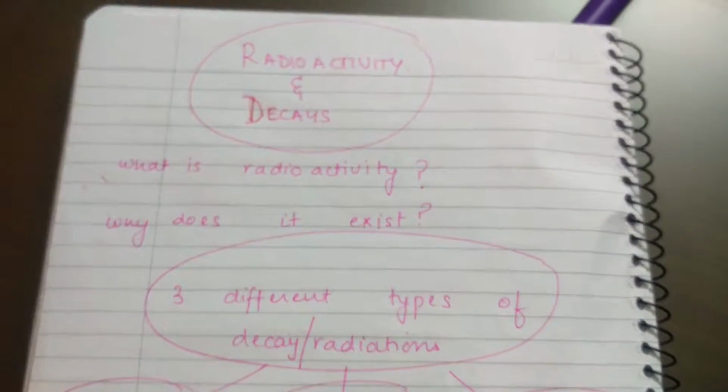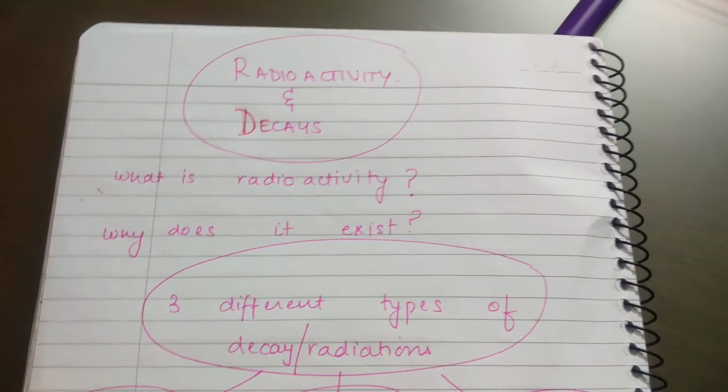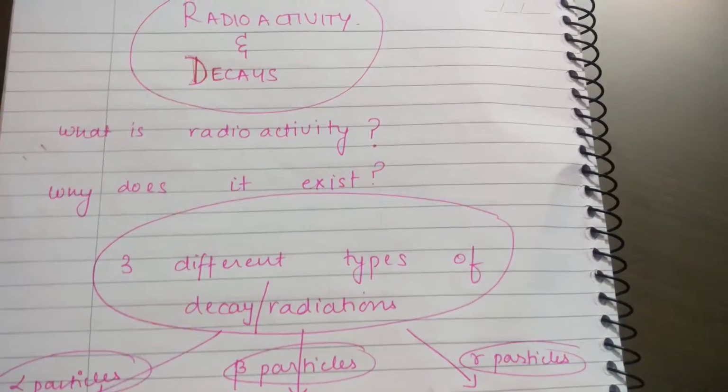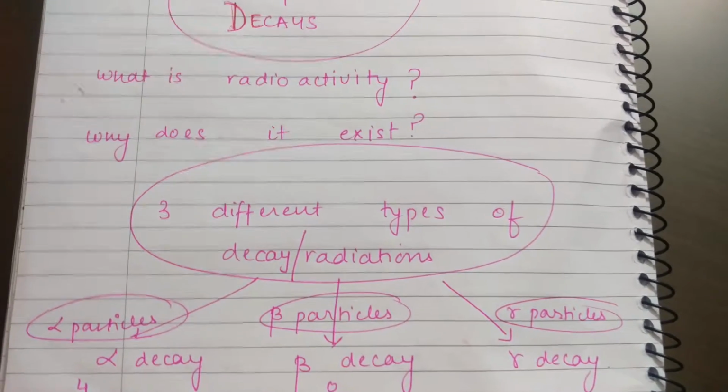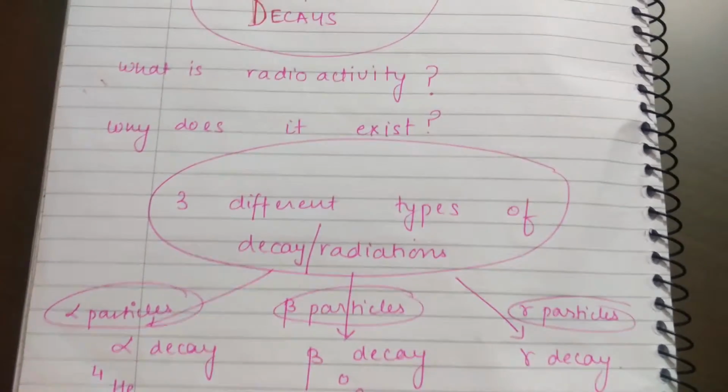So today we're going to talk about radioactivity and decays. First of all, what exactly is radioactivity? Now, radioactivity is the process of spontaneous emission of alpha, beta, and gamma radiations from the nucleus of an atom.